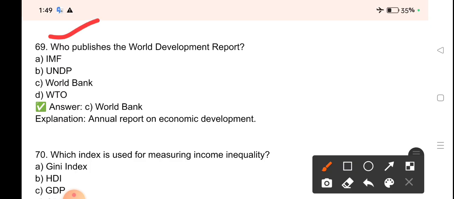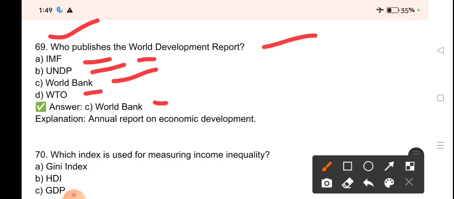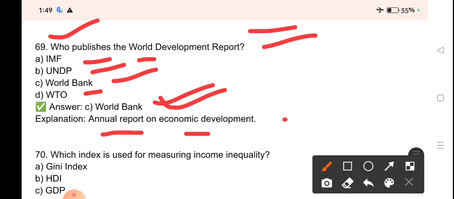Who published the World Development Report? IMF, UNDP, World Bank, WTO. World Bank. The World Bank published the World Development Report, an annual report on economic development.